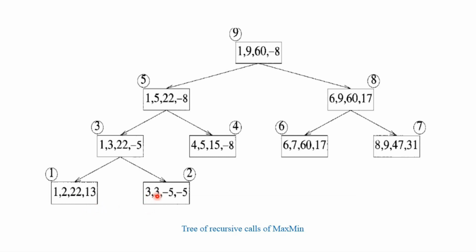Here when i and j both are equal, what does it mean? There is only one item, and what does it mean? Max and min are the same values, so minus 5.